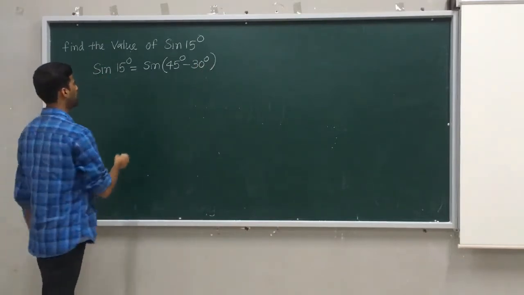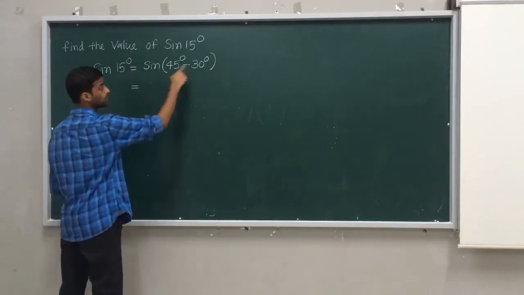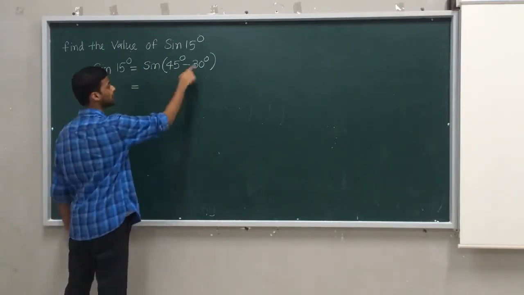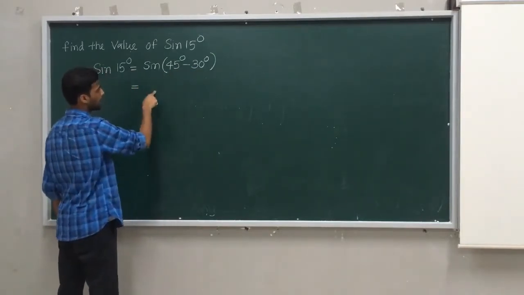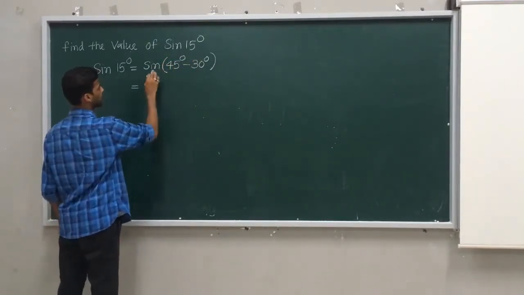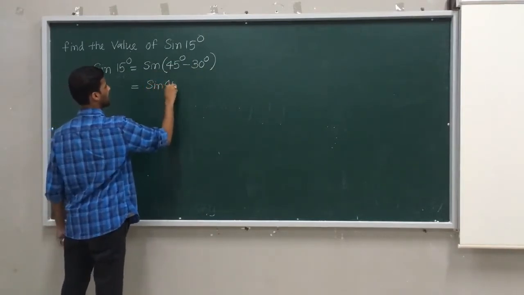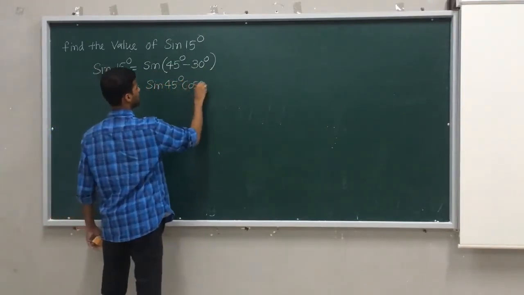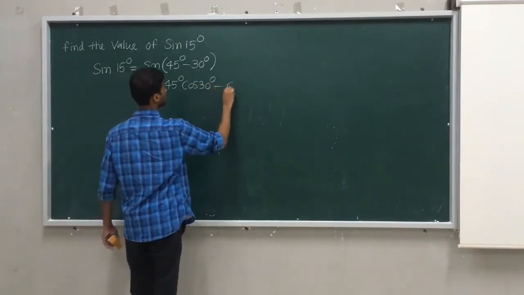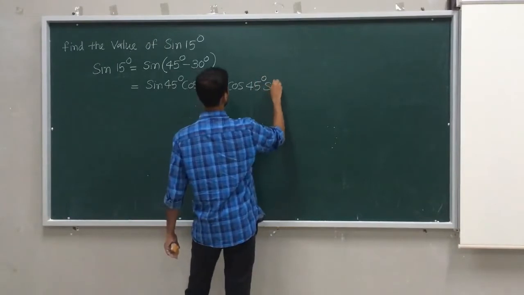Yes, it looks like sin of x minus y. Choose in such a way that when you write it, both values should be known to you. Both values I know. Therefore, I know sin of x minus y. Sin of A minus B is sin A cos B minus cos A sin B.